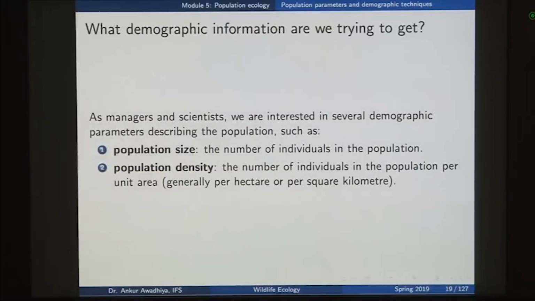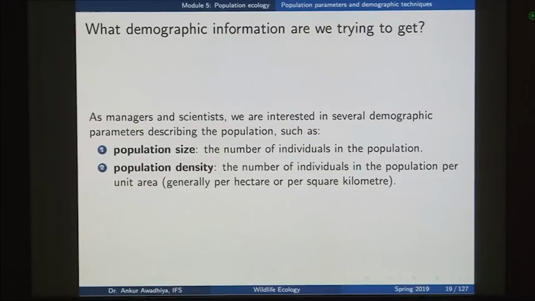So, when we are talking about a population, what are the population parameters, what is the demographic information that we are trying to assess in this study? So, we require a number of parameters. The first one is the population size. Population size is the number of individuals in a population. So, when we say that Panna Tiger Reserve has say 35 tigers, what we are referring to is the population size that we have of tigers in the Panna Tiger Reserve.